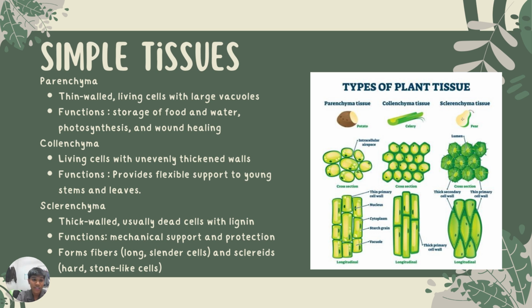The first one is parenchyma, thin-walled living cells with a large vacuole, and its function is storage of food and water, photosynthesis, and wound healing. The second one is collenchyma, living cells with unevenly thickened walls, and it provides flexible support to young stems and leaves. The third one is sclerenchyma. It has obviously thick walls and usually dead cells with lignin. Its function is mechanical support and protection, and it forms fibers, long slender cells, and sclereids, hard stone-like cells.